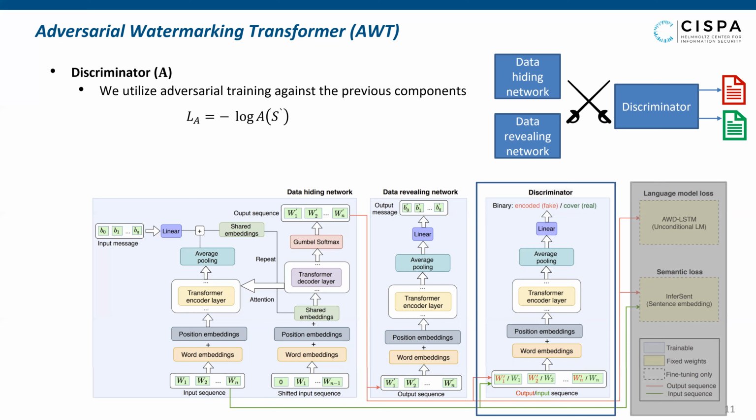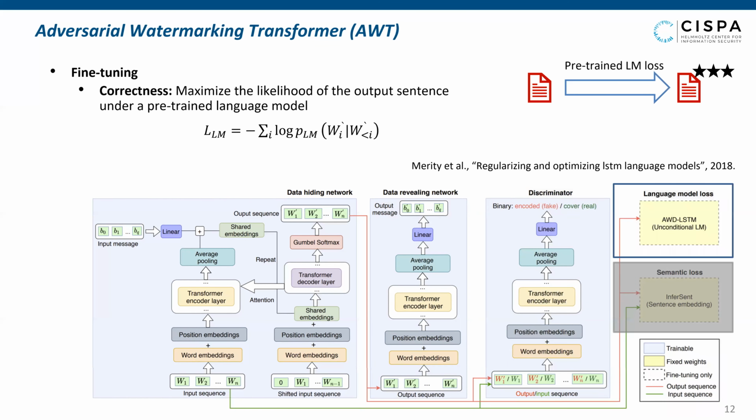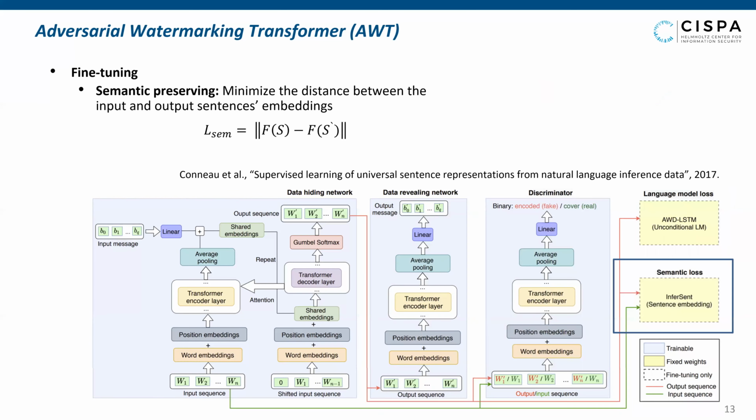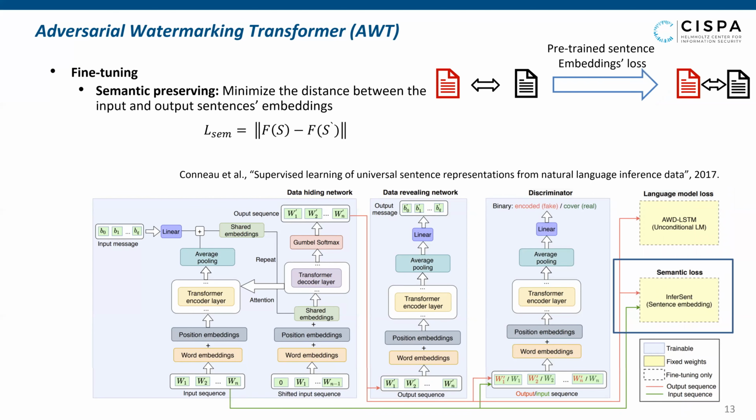Finally, to achieve better output quality, we use additional losses as a fine-tuning step. We maximize the likelihood of the generated sequence under a pre-trained language model. This step helps to maximize the syntactical correctness. We also utilize a pre-trained sentence embedding model. We minimize the distance between the input and output sentences embeddings. This step helps to achieve more semantic consistency.